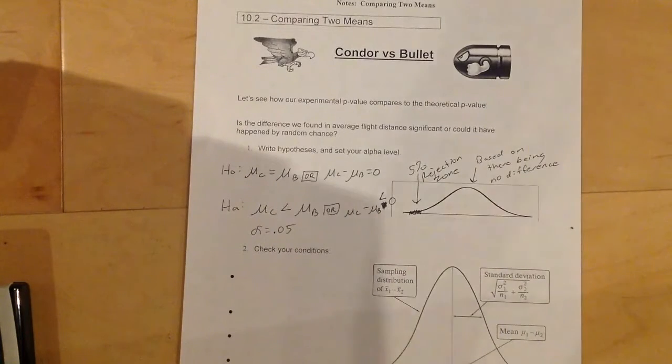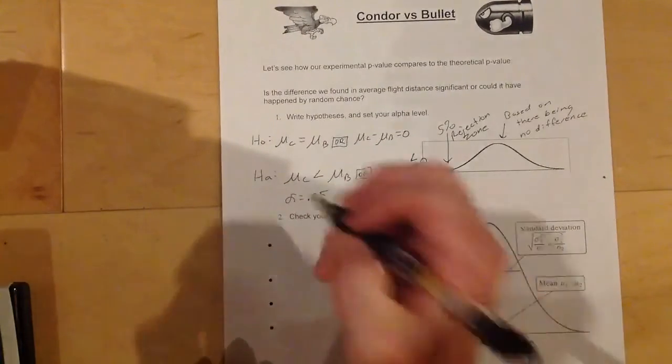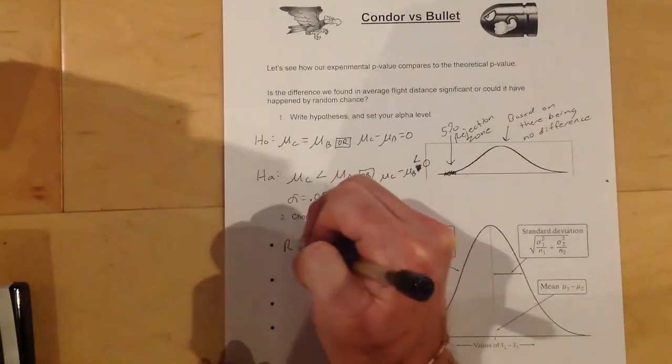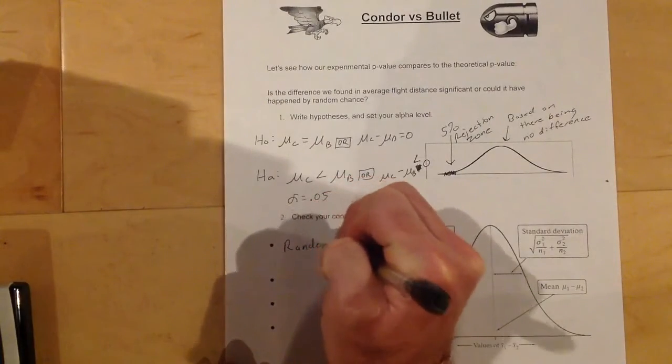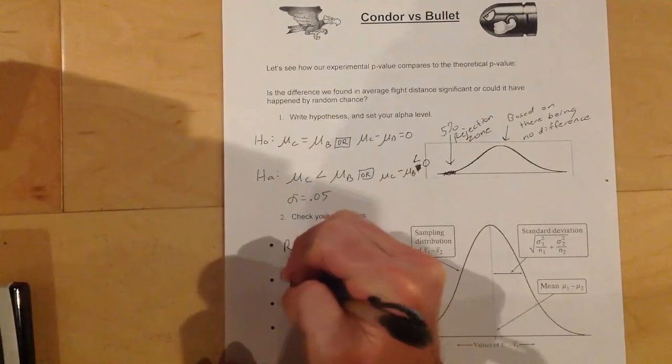All right. So, as usual, the conditions need to be in place. So, it should be randomized, whatever your experiment is. It should be independent.